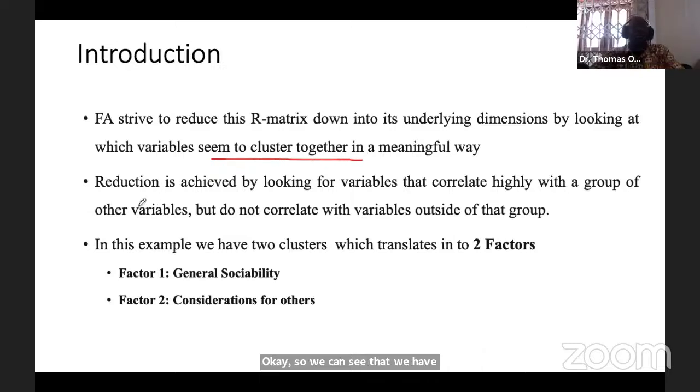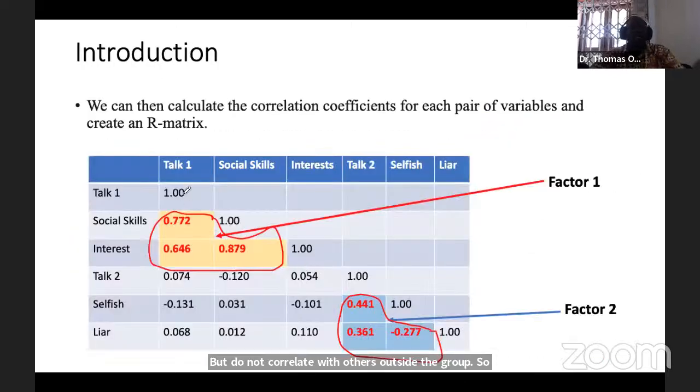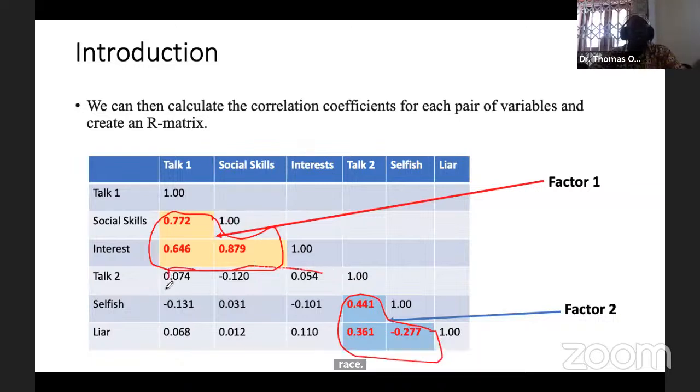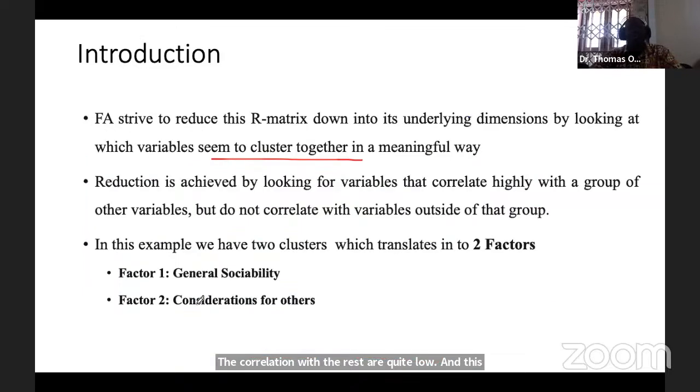Okay, so reduction is achieved by looking at which variables correlate highly with a group of other variables, but do not correlate with others outside the group. So we can see from here that these ones here correlate among themselves, and then they don't correlate well with the rest. When you look at these values here, the correlation with the rest is quite low. And this group also correlates among themselves, but they don't correlate much with the rest.